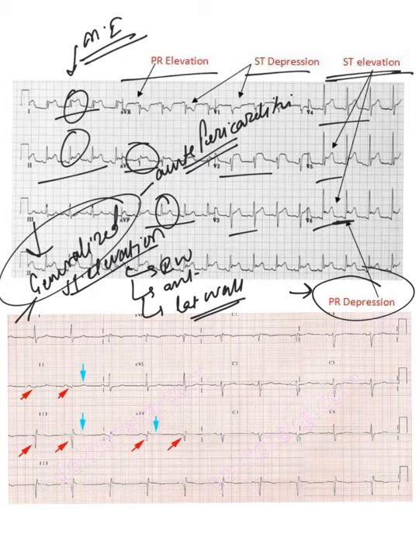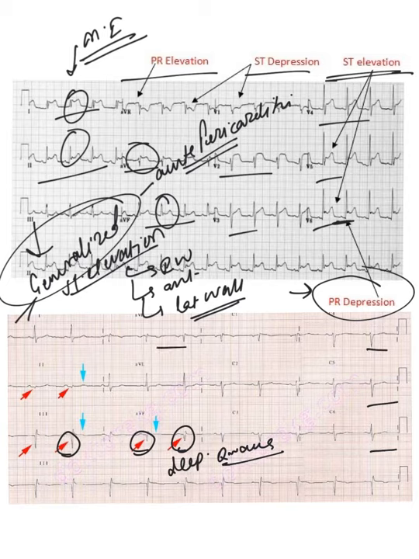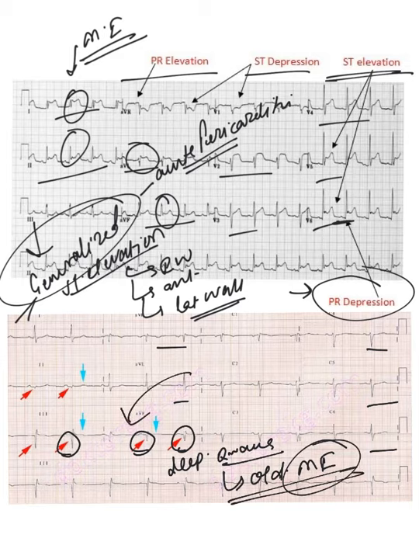Let's focus on this ECG. This ECG is showing prominent deep Q waves. There are no ST-T changes currently. So this is indicative of old myocardial infarction. By looking at the ECG, you can say that this patient would have had MI in the past.